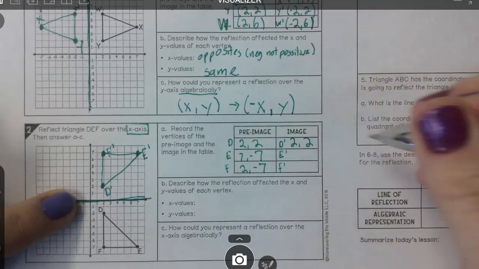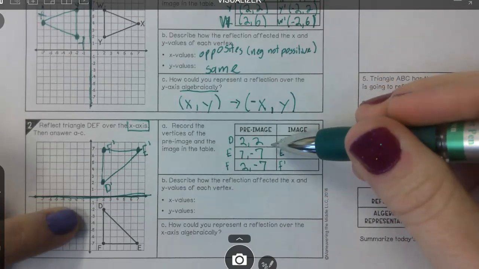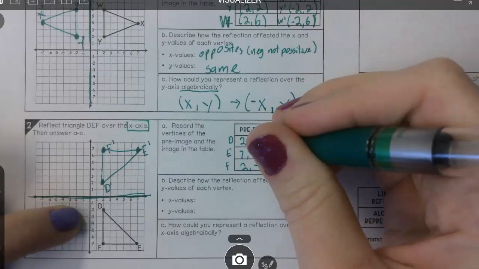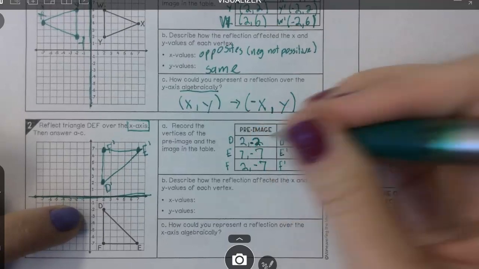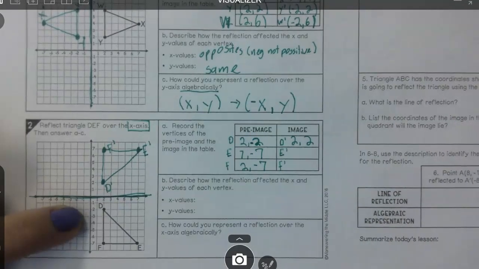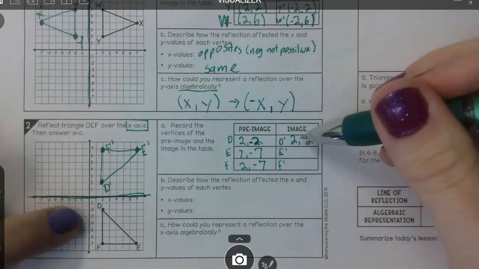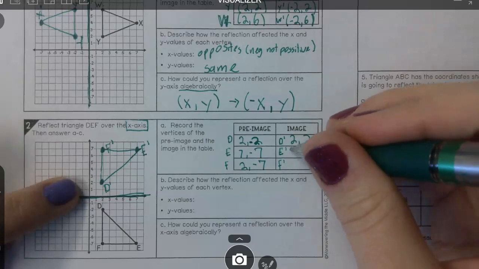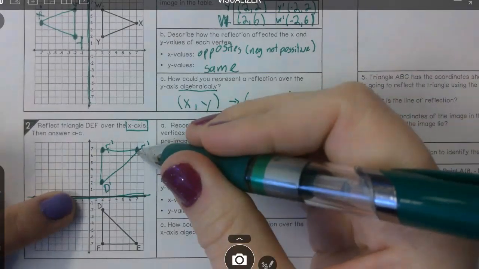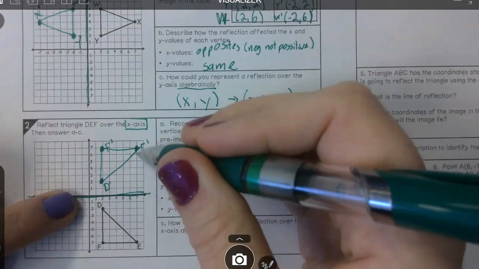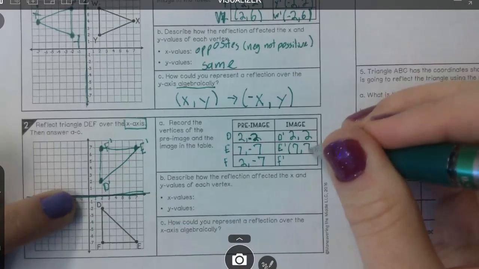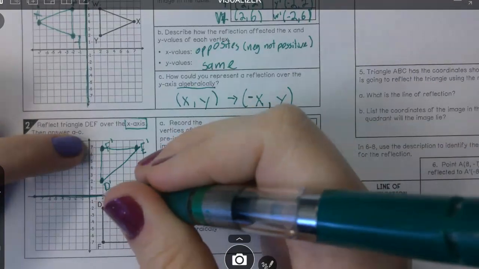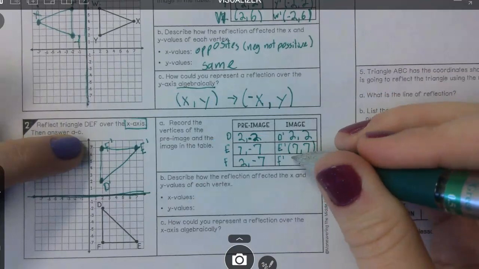Hold on. We made a mistake. What did we do? Oh no! There's a negative here. This one should be 2, negative 2. There, fix that mistake, because these are not the same point. D is at 2, negative 2, and D prime is at positive 2, 2. E prime is at positive 7, positive 7. And F prime, right there, is at positive 2, positive 7.